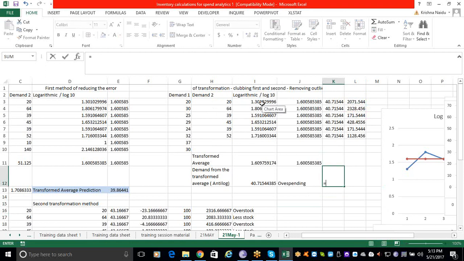20 is the demand. Prediction is 40. So this is overstock and overspending. 64 is the demand and prediction is 40, this is not overstock. 39, this is an overstock. 45 and 40, right? This is not overstock. 39 and 40, this is overstock. So see, the overspending is now 2,414.